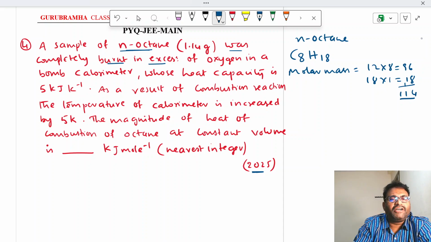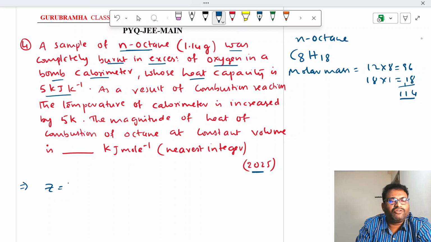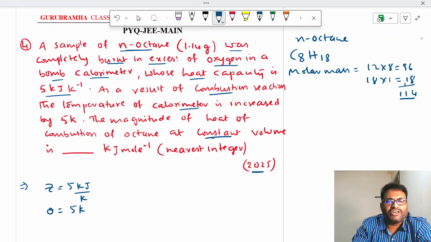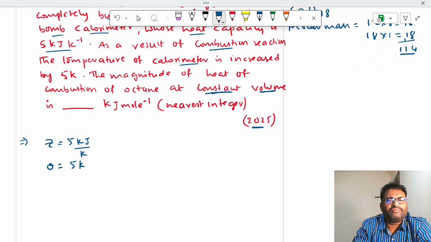It was completely burnt in excess of oxygen in a bomb calorimeter. What is given? Heat capacity, let us consider it as Z, is equal to 5 kilojoule per Kelvin. As a result of the combustion reaction, the temperature of the calorimeter rose. Let us take theta as 5 Kelvin. The magnitude of heat of combustion at constant volume is asked. So only magnitude is asked, no sign.